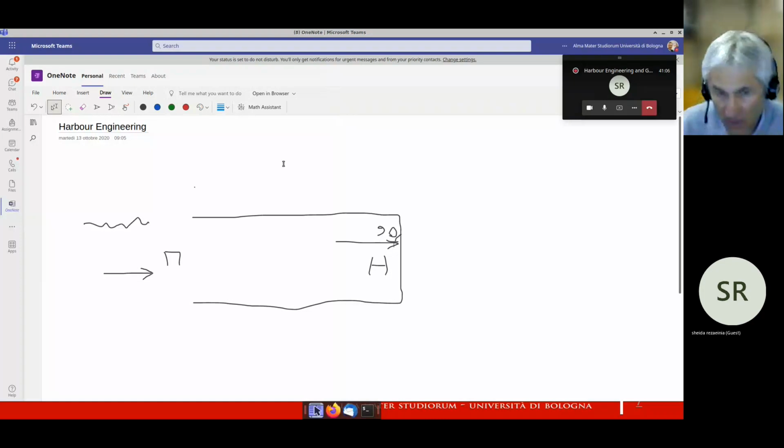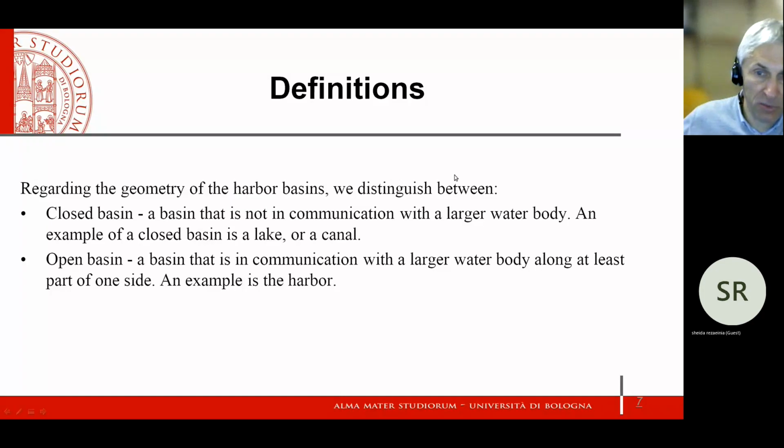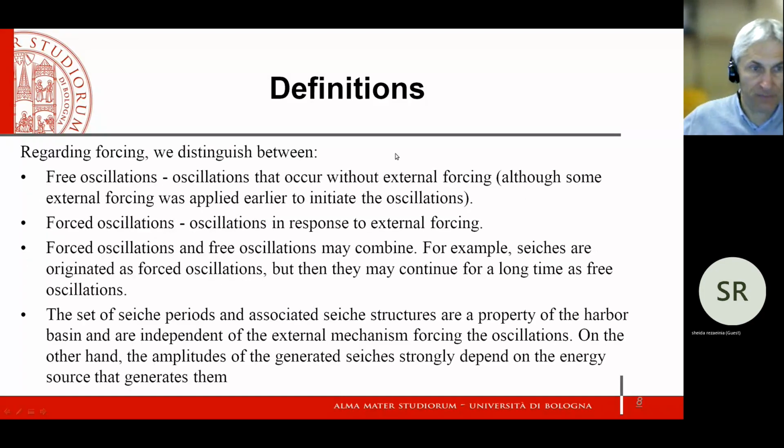Okay, so this is the difference. In a closed basin, the wave would be reflected from both sides. Perfect. And let me move forward with other definitions.